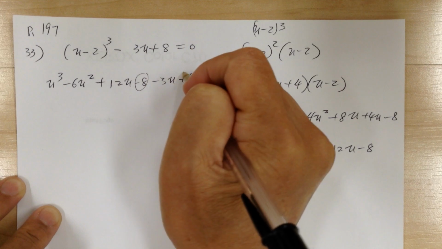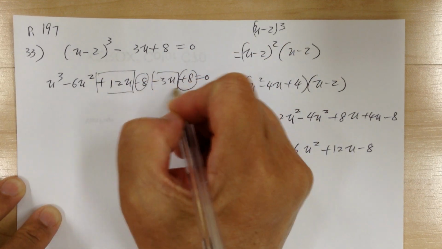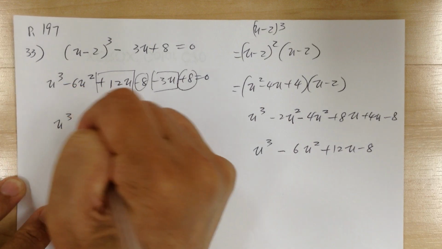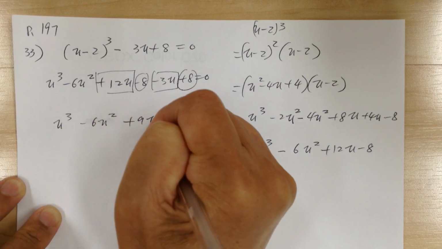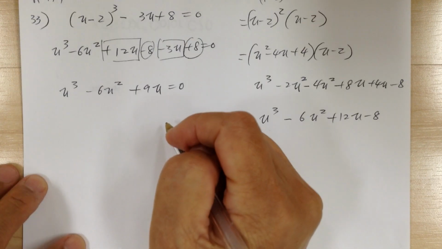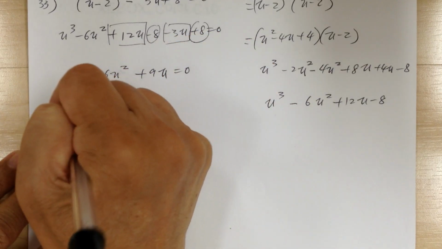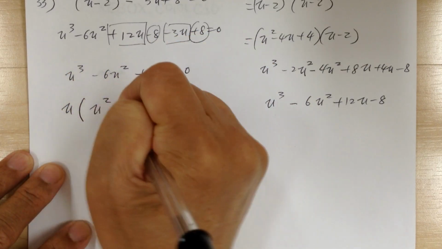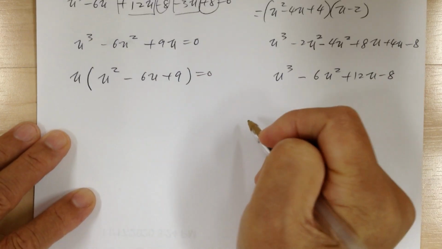Okay, so this and this will cancel out, and this over here you can combine. So you got u cubed minus 6u squared plus 9u equal to 0. Okay. Then after that, let's go and do the factoring. So step 1, common factor. So factor out u. You get u squared minus 6u plus 9 equal to 0.